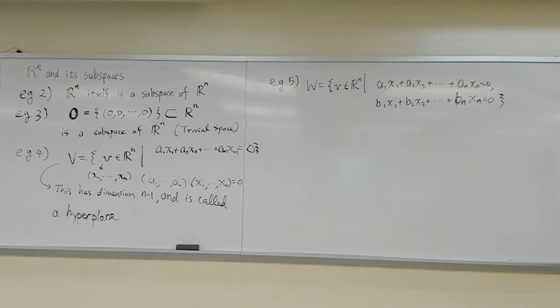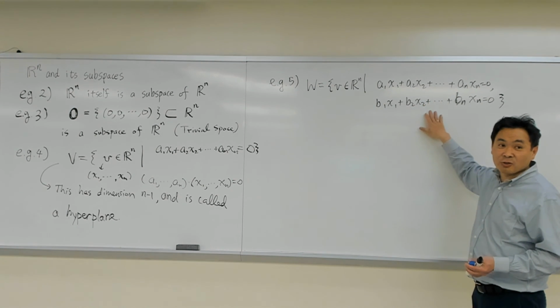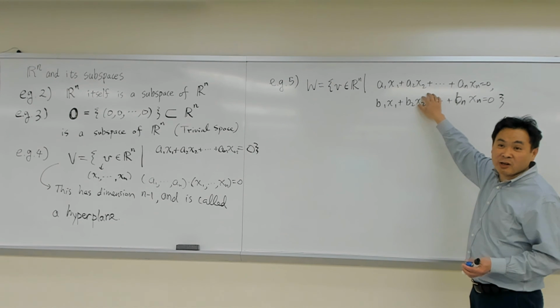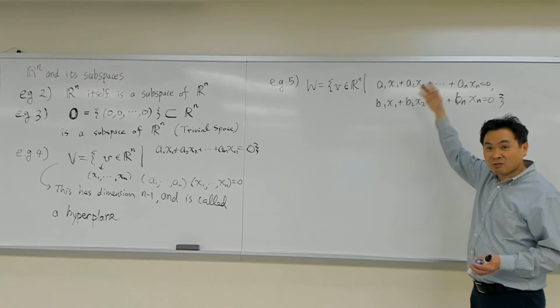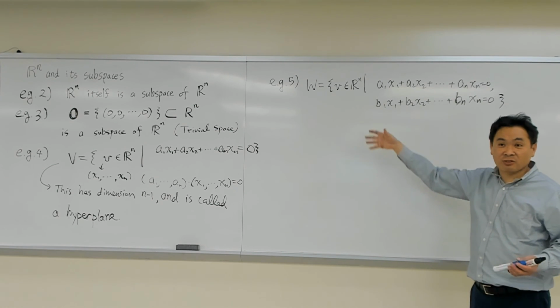Okay. All right. So in general, all the subspaces of Rn look like this. You have one equation or two equations or three or some number of equations, and that's imposed, and that defines a subspace. Okay.